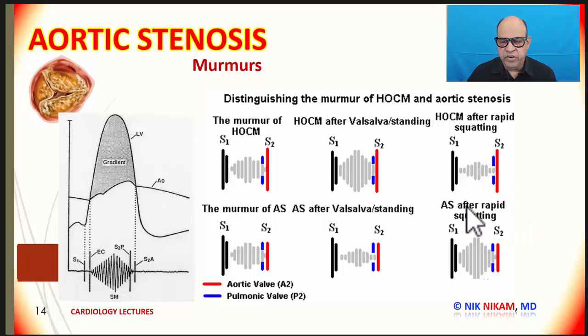Whereas in patients with aortic stenosis after rapid squatting, with increased venous return, there is more blood going across this significantly stenotic aortic valve. As a result, the murmur becomes accentuated along with the prolongation of the systolic phase with a soft S2. So these are some of the important hemodynamic changes that we need to be familiar with in patients with hypertrophic cardiomyopathy as compared to aortic stenosis, because you may get 1 or 2 questions based on these changes in the murmurs in patients with HOCM or aortic stenosis related to hemodynamic maneuvers.